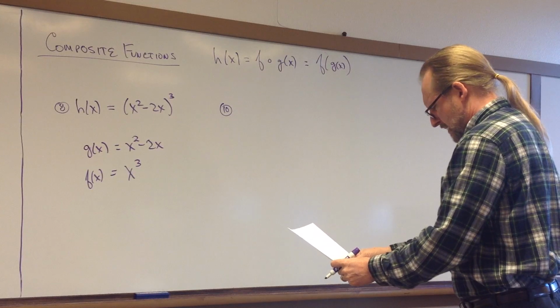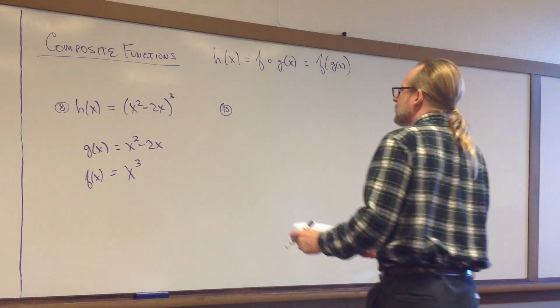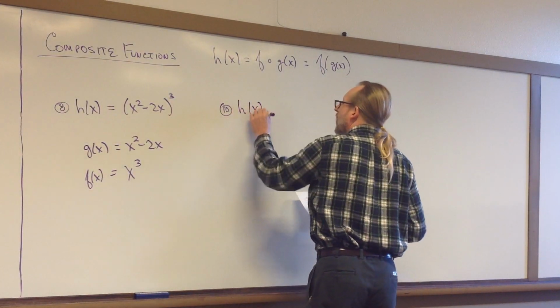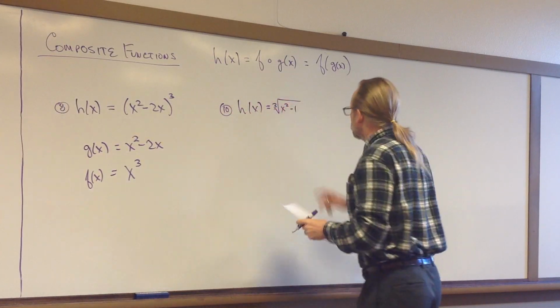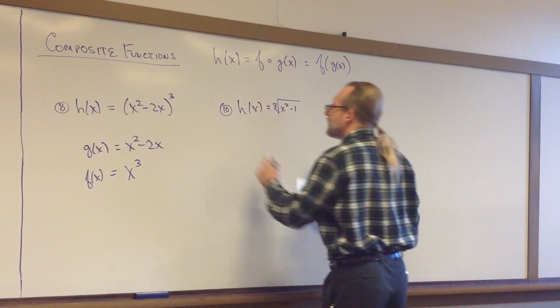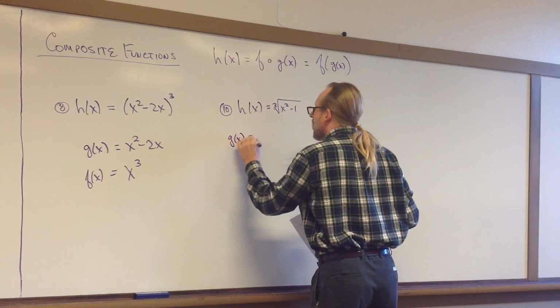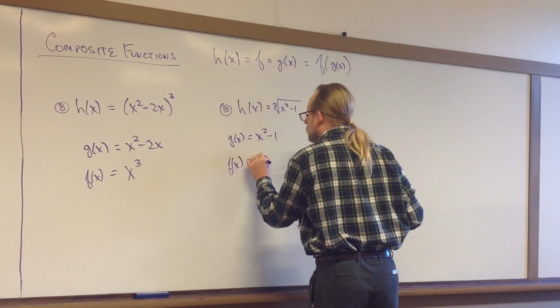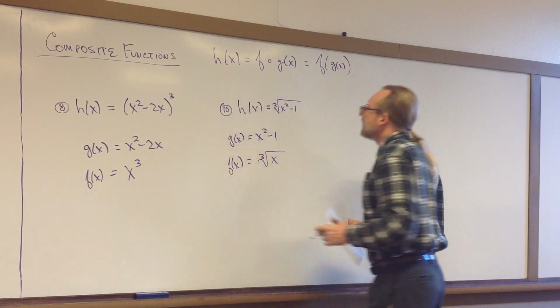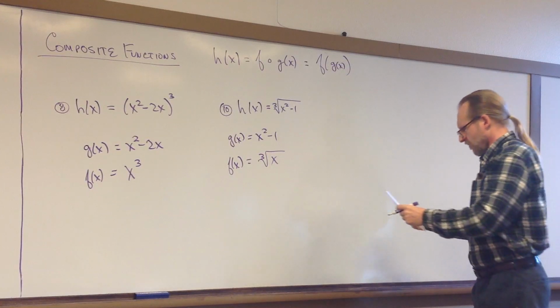Problem 10, cube root of x squared minus 1. Very similar: the interior function, the g, is x squared minus 1, and the exterior function, or controlling function, is the cube root function.